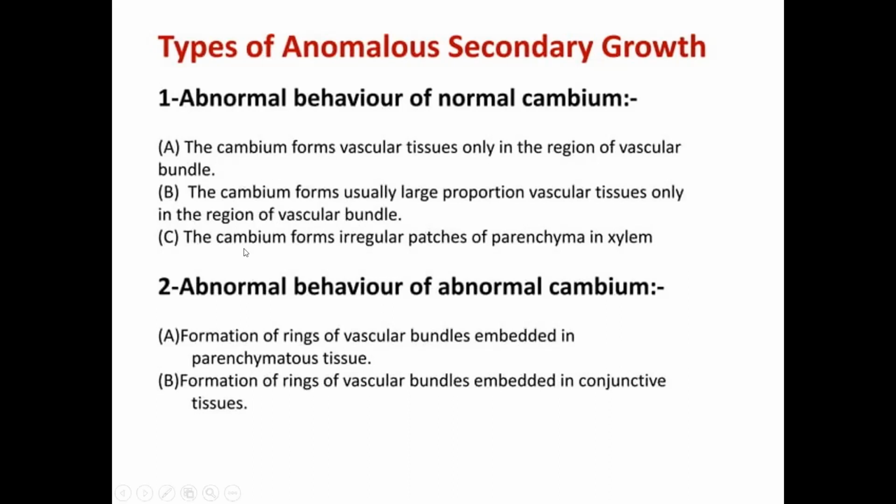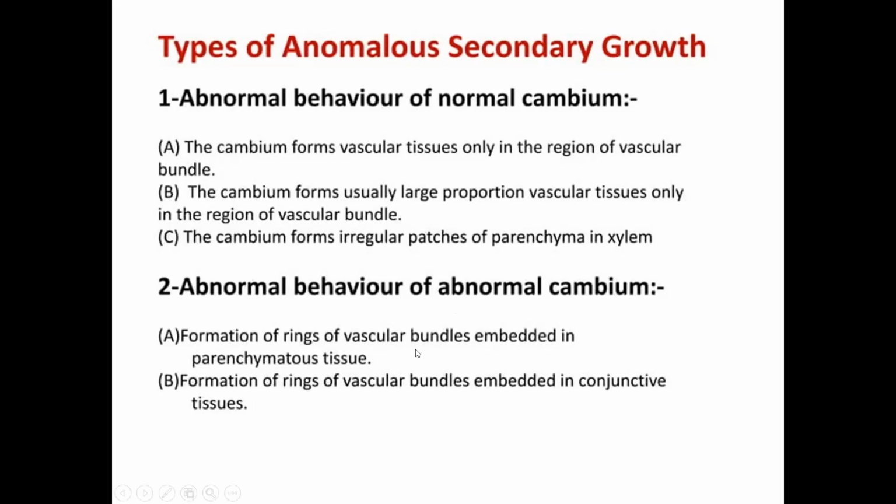So the second one is the abnormal behavior of abnormal cambium. Here the cambium is abnormal, that is, it is not present in the common place. Generally, cambium is present in the vascular bundles region, but here it is present outer to the vascular bundles, extrastellar cambium.